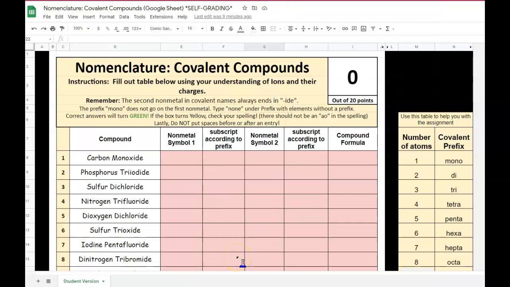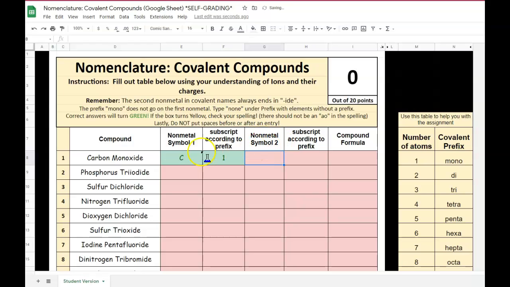Now, in completing the nomenclature of covalent compounds, it'll be very similar, but covalent means that they are non-metal compounds. In the first part, we are going to fill in the chart. It will turn green when everything is correct. It says non-metal symbol 1. We've got carbon, which we know is C. The subscript according to the prefix would be 1, since there is no prefix. It's always understood to be 1 when there's no prefix in the first one.